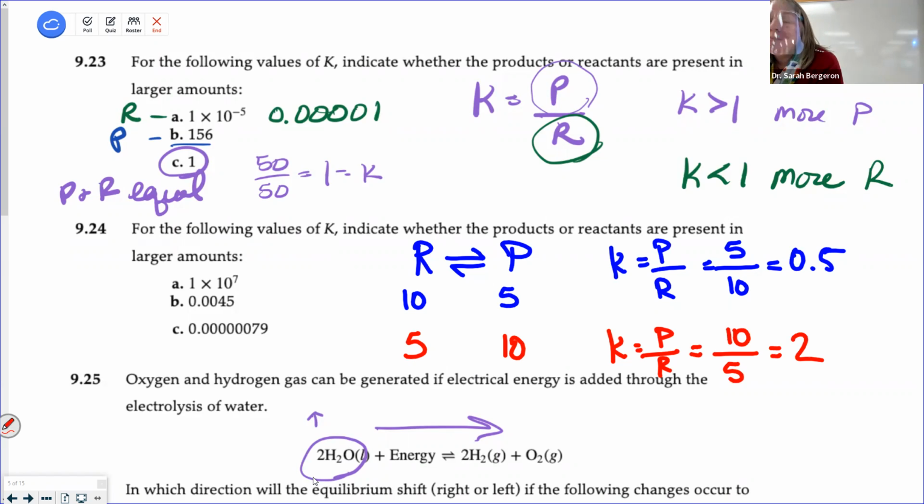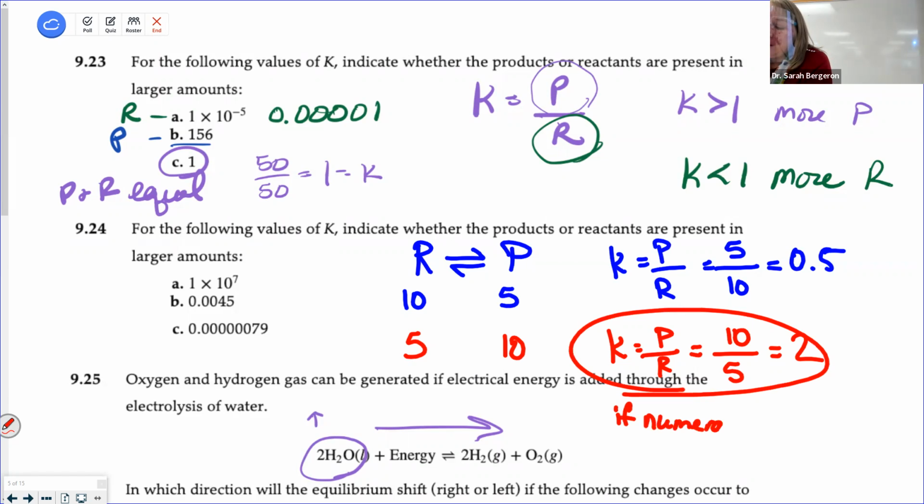If your numerator is bigger than your denominator, you will always have a value that is greater than 1. So that's this. So if numerator is greater than denominator, K is greater than 1. Does that help us predict things? Absolutely. Because my numerator is always going to be what? Products. My denominator is always going to be what? Reactants. So I'm saying if I have more products than reactants, K is going to be greater than 1. Isn't that awesome? I'm like, no, I think it is. It's really cool because we can make predictions about reactions. We can make things happen.